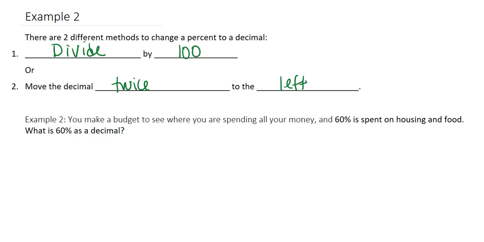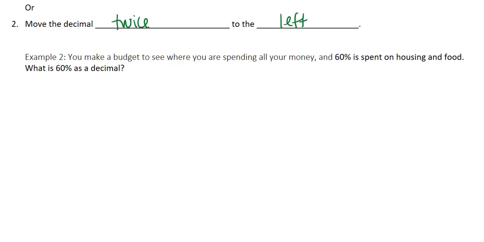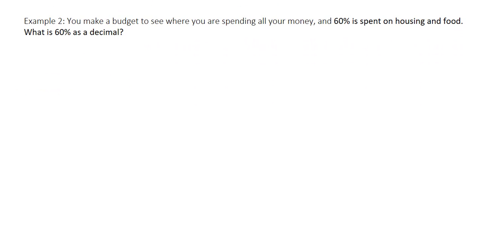So you make a budget to see where you're spending all your money, and 60% is spent on housing and food. What is 60% as a decimal? So if you wanted to say a certain decimal amount to say how much money you're spending, right, on housing and food, right? If it was out of 1, what would it be?